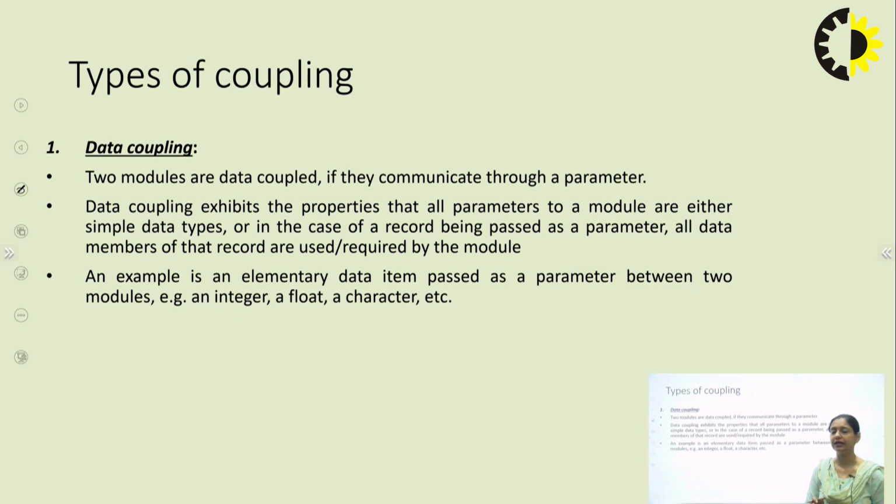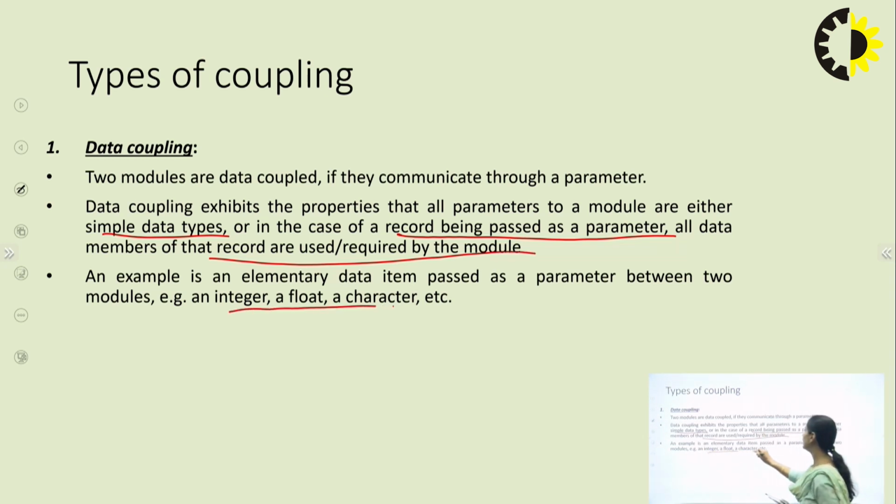So when the two modules interact with the help of parameters, the parameters are of very basic data types. These are simple data types, or in case a record is passed as a parameter, all data members are used or required by the module. The data types could be int, float, char, etc. So the parameters of the two modules should be the basic data types rather than some different kind of data type. These are the simple data types.